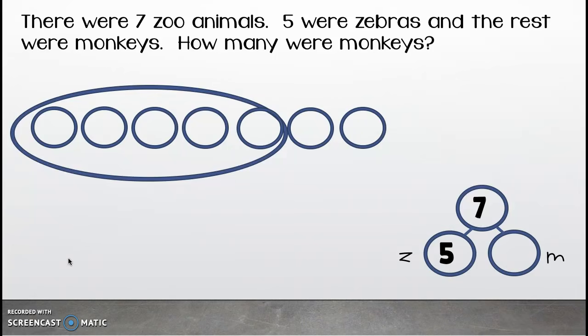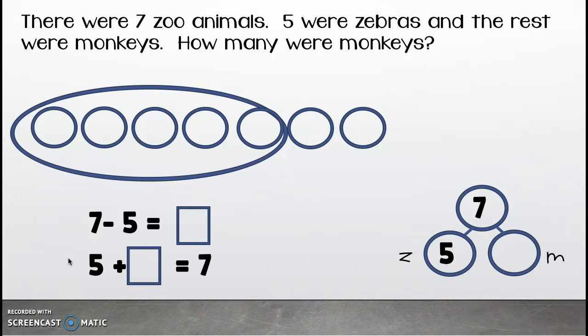Okay, now let's see. I'm either going to think, 7 minus 5 equals something. That's my missing part, that we're monkeys. Or I could think 5 plus the monkeys equals 7 zoo animals. What did you think? Did you think 7 minus 5, or did you think 5 plus something equals 7?